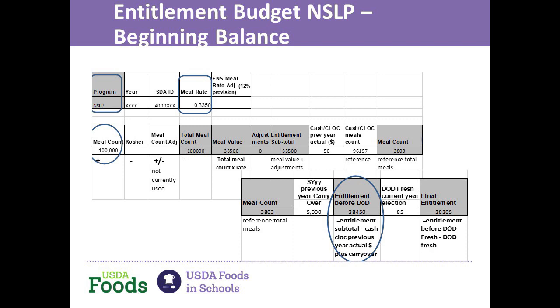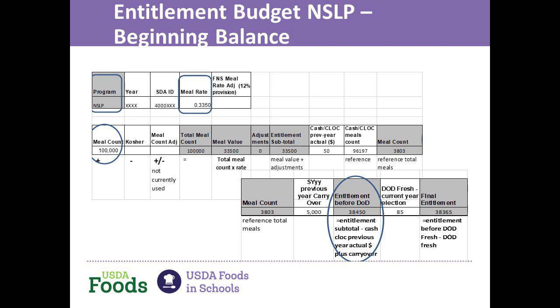Let's first look at the per meal rate. The per meal rate is an estimate until it's published in the Federal Register in July, and it now includes the F&S meal rate adjustment, which are the dollars from the 12% provision. The 12% provision basically states that if we have not spent at least 12% of our dollars on USDA Foods in National School Lunch Program, then the difference is added to increase states' entitlement in National School Lunch Program.